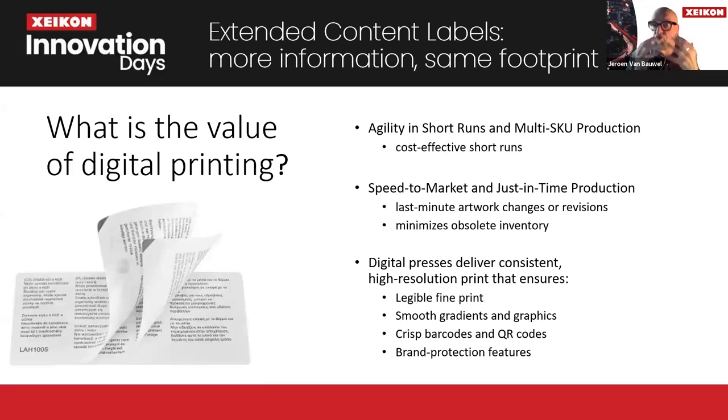And at the same time, extended content labels demand exceptional print quality. Fine text must remain legible, even at very small font sizes. Gradients and graphics must remain smooth across folds or layered constructions. Barcodes and QR codes must scan flawlessly. And increasingly, brand protection features, anti-counterfeit tools or serialized elements must be integrated seamlessly. Digital presses deliver consistent, high-resolution output that ensures this level of precision. The result is not only visual quality, but compliance confidence and brand integrity as well.